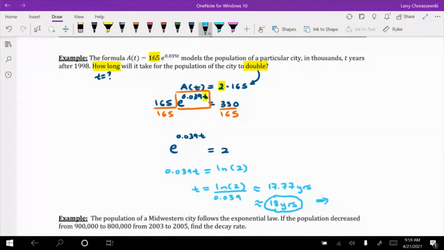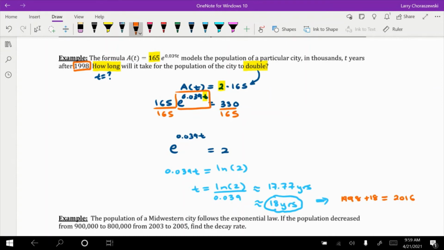What could we do to figure out what year this happens in? We could take 1998. Yep, add 18, and we get 2016. Okay, so in 2016, according to the law of uninhibited growth, the population of the city will have doubled since 1998.